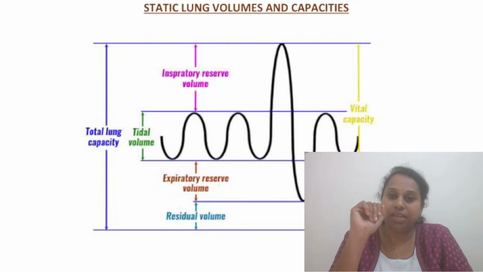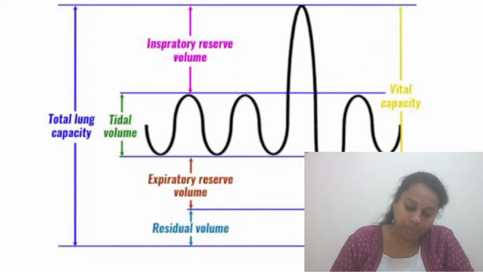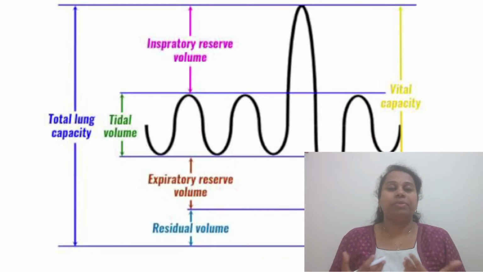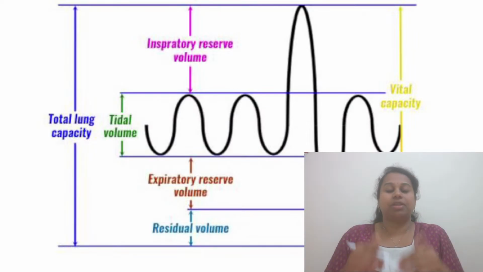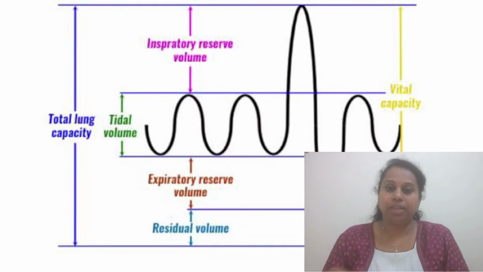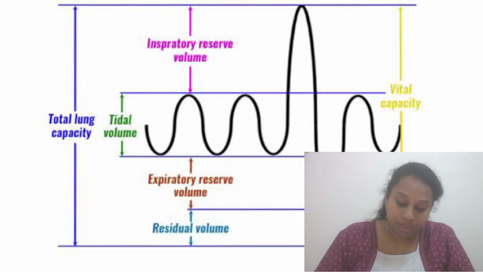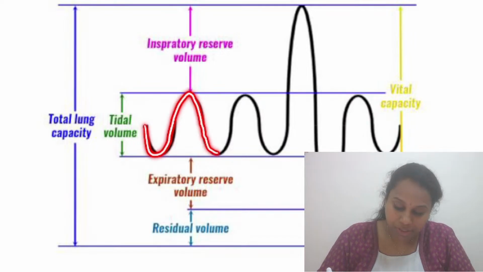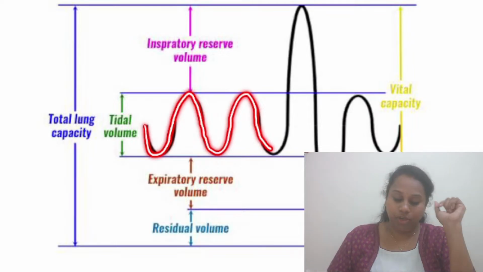What are the different static lung volumes and capacities? First, let's do tidal volume. When you do normal involuntary breathing, during normal quiet breathing, you don't put any effort. Just during quiet breathing, how much air moves in or moves out? That's called tidal volume. So I'll trace the tidal volume now. This is tidal volume during inspiration, expiration, inspiration, expiration. So this is the normal tidal volume.